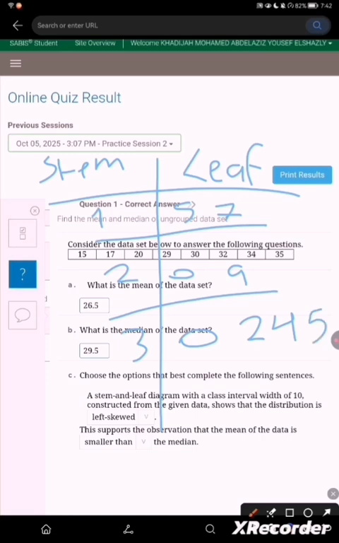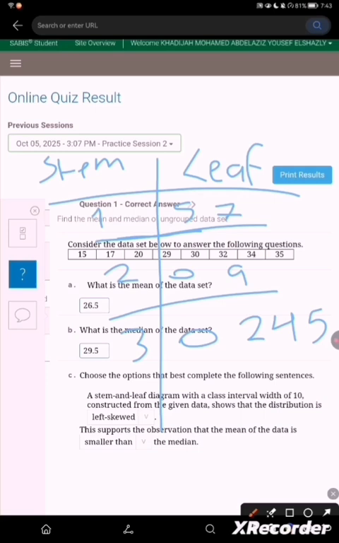Now, if they were to ask you, for example, in a written part to construct a stem and leaf, and from the stem and leaf that you have constructed to find the median and the mean, and to find out if it's left skewed, right skewed, or symmetric, then here's what you're going to do, okay? To find the mean, it's just the same way as using the table. So you're going to add all of these together: 15, 17, 20, 29, 30, 32, 34, and 35, divide them by 8. It's the same process. For the median, here is how you do it.